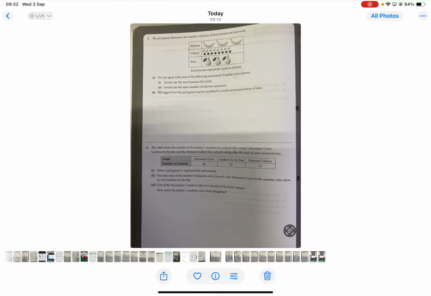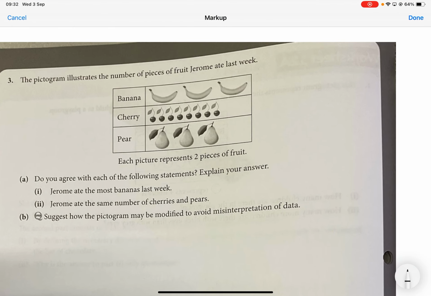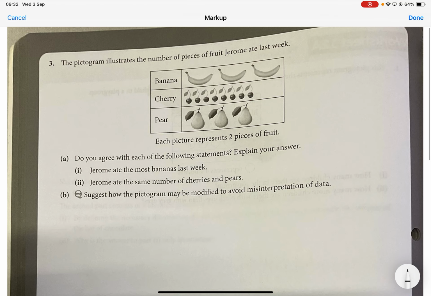Okay, another pictogram question. Next page. Okay, so read the diagram. Number of pieces of fruit Jerome ate last week. So Jerome ate some banana, ate some cherry, ate some pear. Each picture is 2. Okay, you must go and read this also. Each picture is 2. So he didn't eat 3 bananas, he actually ate 6 bananas.